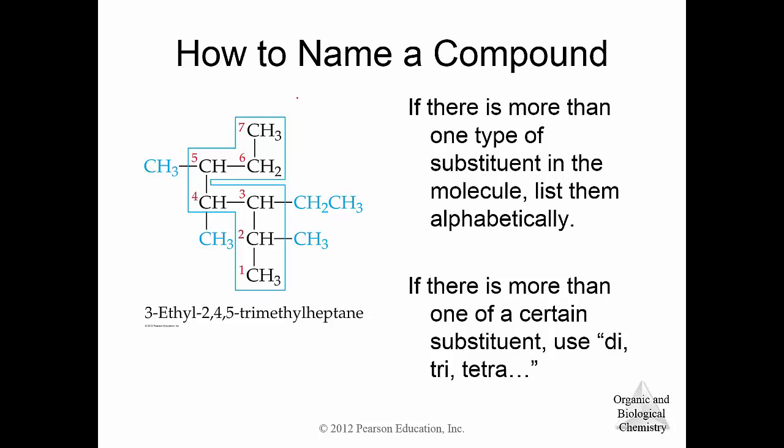If there's more than one type of substituent, we list them alphabetically. In this example, we have ethyl groups and methyl groups. Notice how I wrote the ethyl group first. And if there's more than one of a certain substituent, we use the prefix di, tri, tetra. In this example, we have 1, 2, 3 methyl groups, so we call it trimethylheptane. Notice that each substituent gets its own number so that you know where they all are. The ethyl's on the 3rd carbon, and I have methyls on the 2nd, 4th, and 5th carbons.